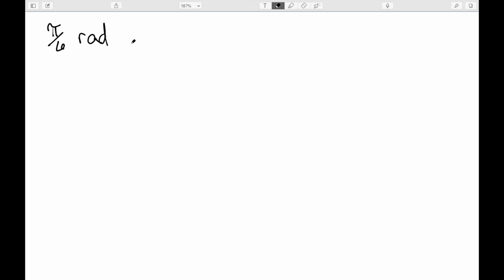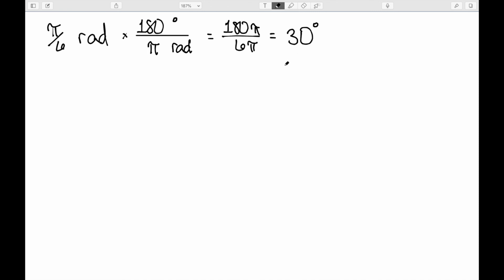Next, let's suppose I have pi over 6 radians and I want to convert it to degrees. So I need to put the units that I want to cancel on the bottom and the units that I want on the top. So there are pi radians in 180 degrees. So this would be 180 pi over 6 pi if I multiply the top and multiply the bottom. 180 divided by 6 is 30, and my pi's cancel, so pi over 6 would be 30 degrees.